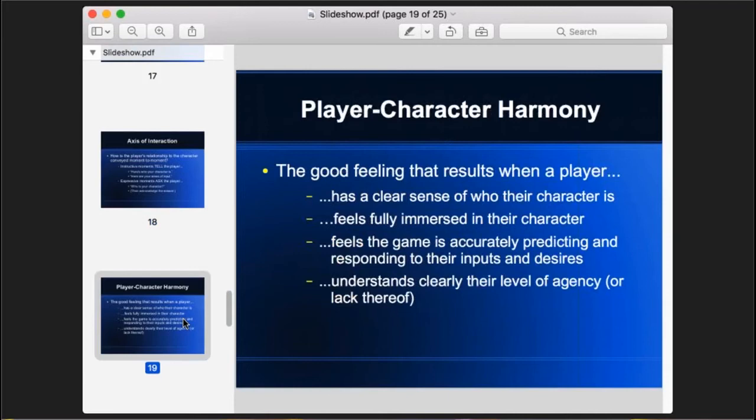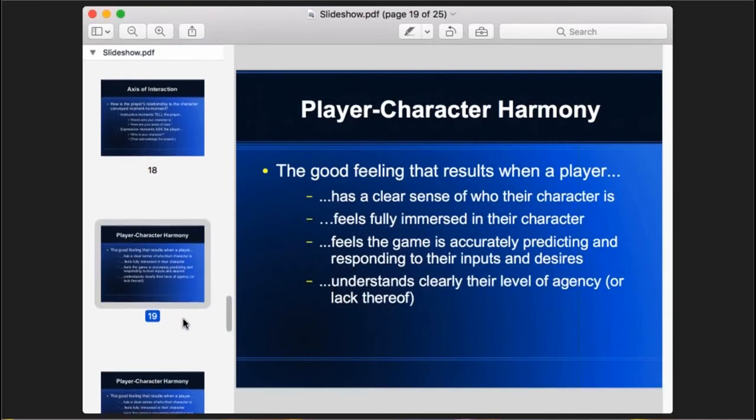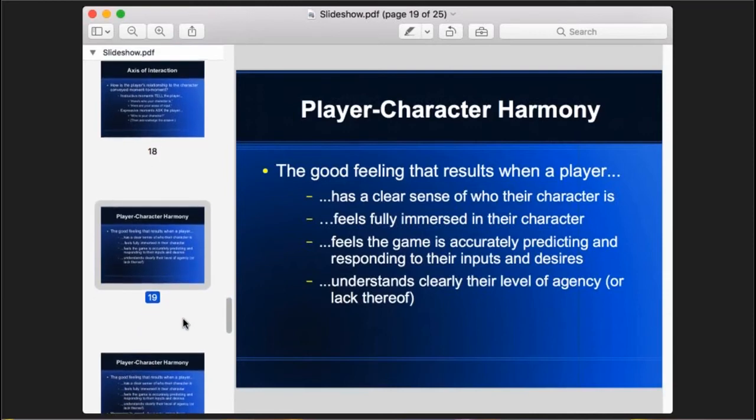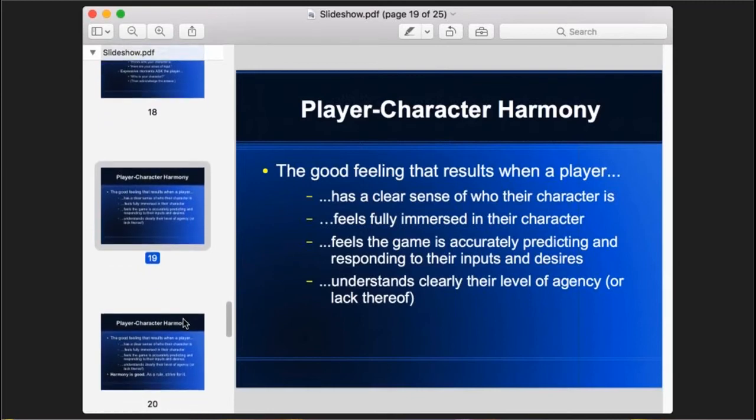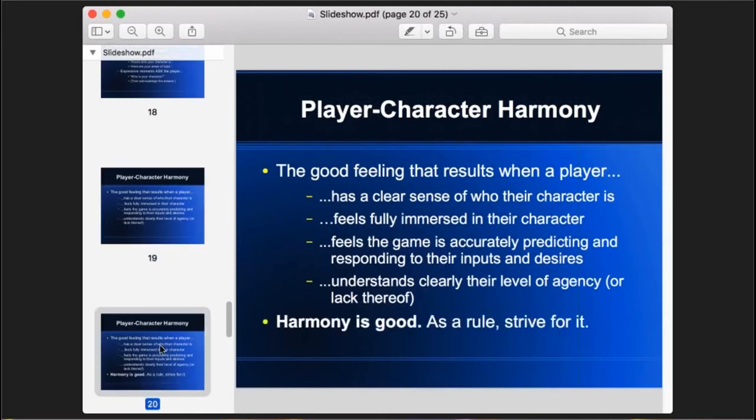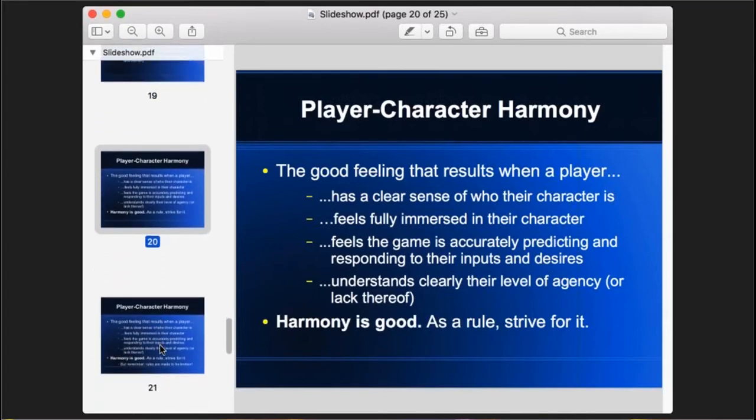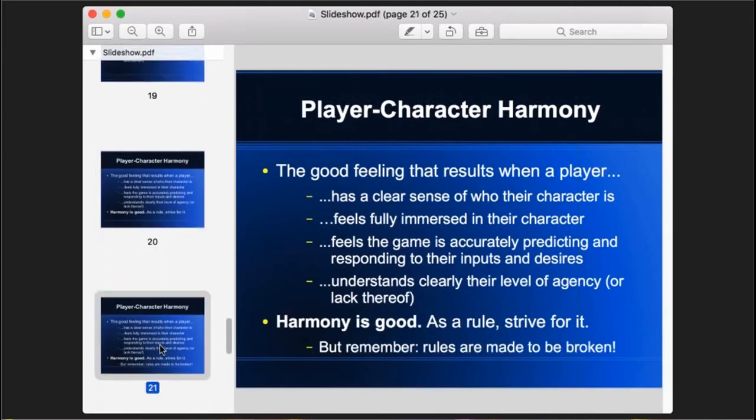You know, you're playing Batman, you feel like Batman, or you're playing Elder Scrolls, and you feel like the Archmage of Winterhold, or whoever, and feel like the game is really acknowledging the role and the character you've built. And really importantly, you understand what things you have control over and what things you don't as far as that character's identity, and everything just sort of works. So I think harmony is good, and as a rule, generally you should strive for it. However, there are exceptions to that, which I'll get to after the next slide.